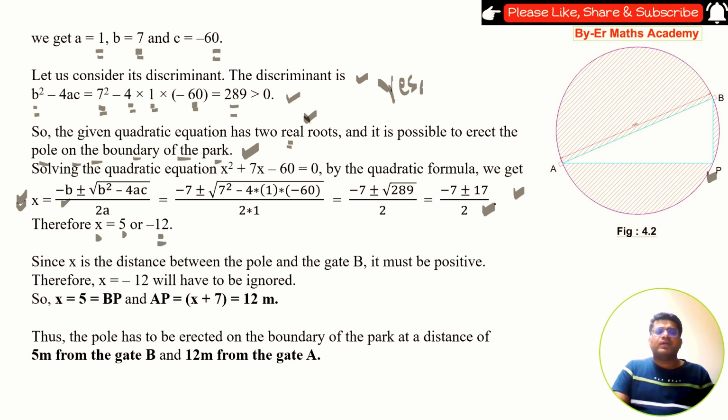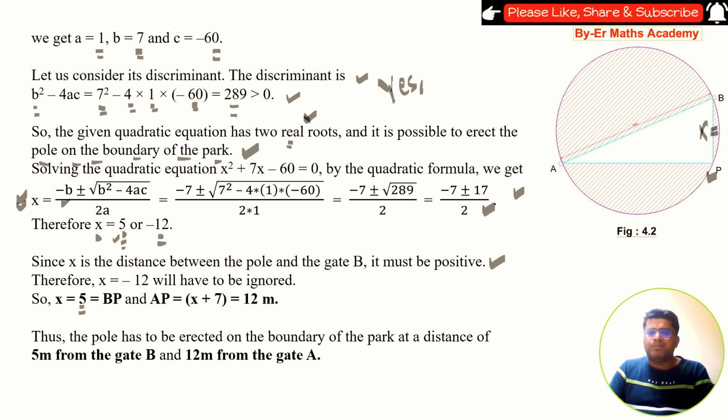But here we will consider 5. Why will we consider 5? Because this is the distance and distance can never be negative. Because of this, we select the positive one. Okay, student. So x is equal to 5. It means x is BP. It means the height of this right angle triangle is 5 meter.